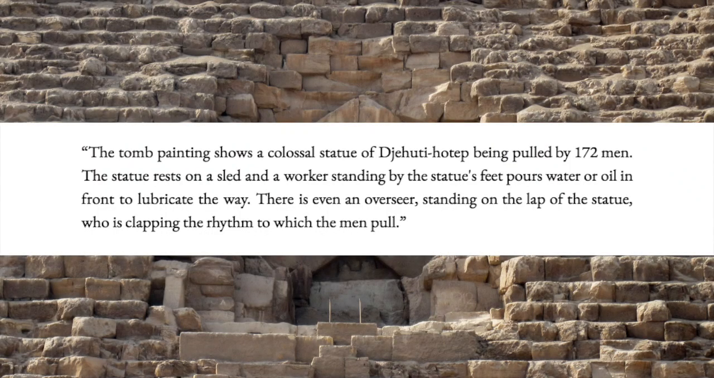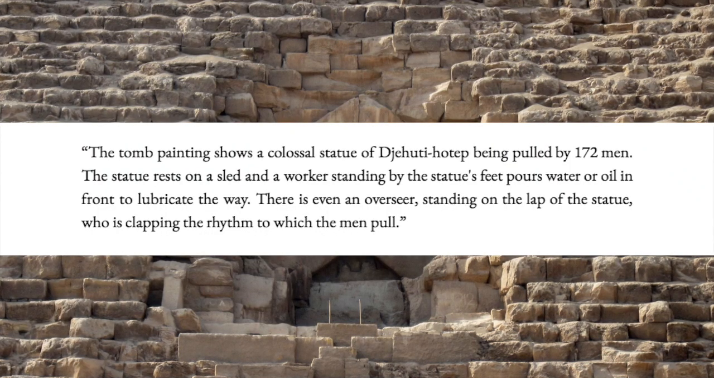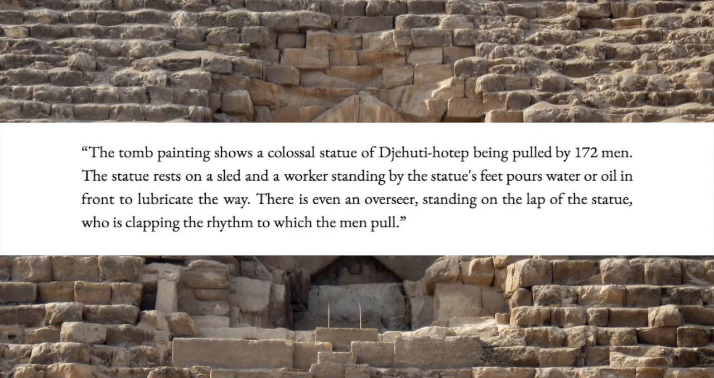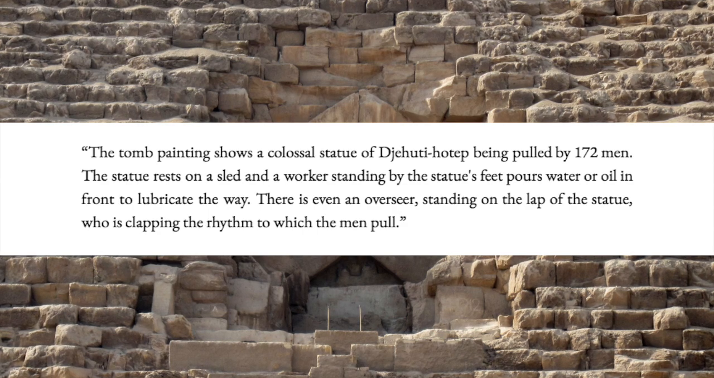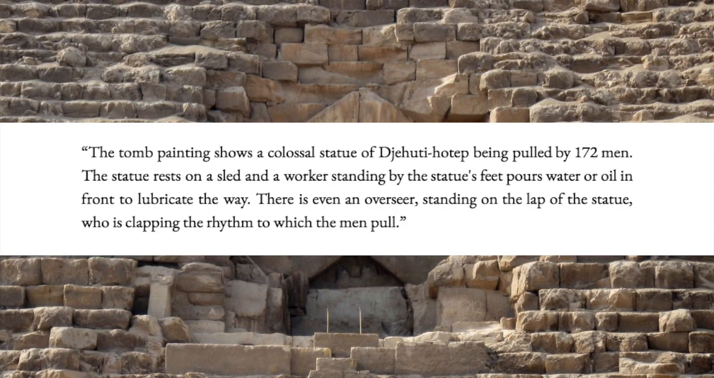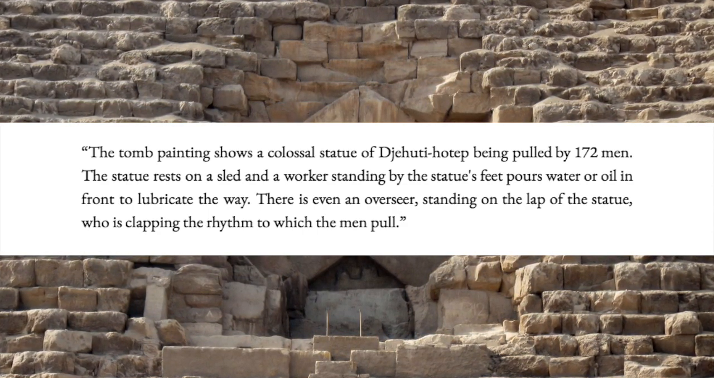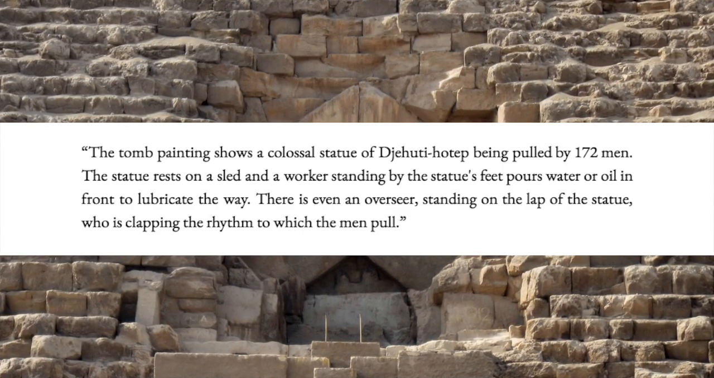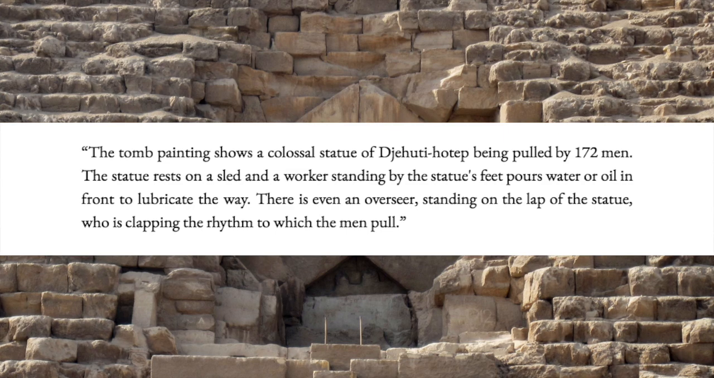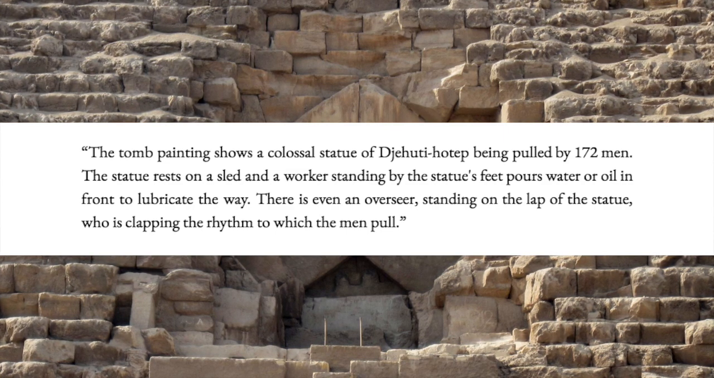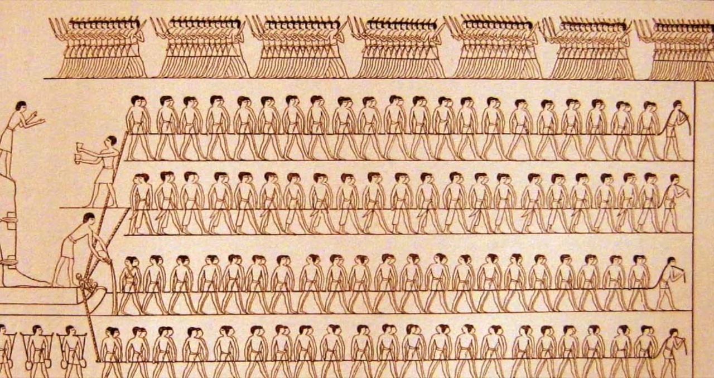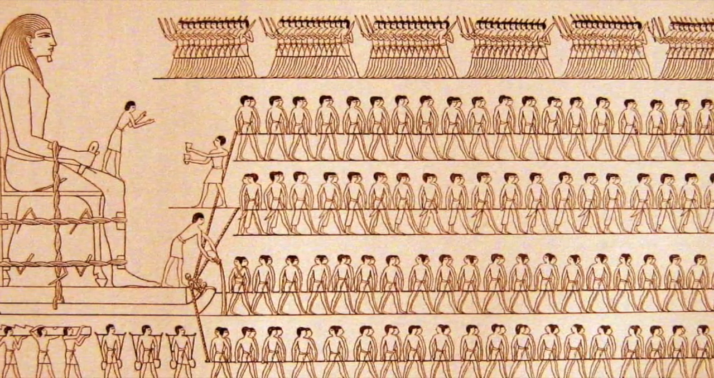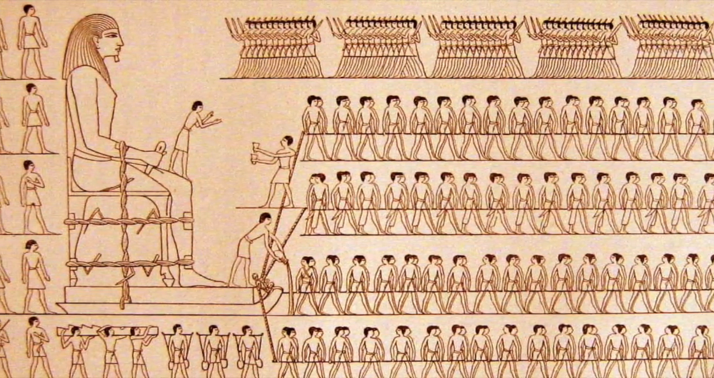"The tomb painting shows a colossal statue of Djehutihotep being pulled by 172 men. The statue rests on a sled, and a worker standing by the statue's feet pours water or oil in front to lubricate the way. There is even an overseer standing on the lap of the statue who is clapping the rhythm to which the men pull." Brier goes on to say that everyone from the military to local volunteers chipped in to help move this statue.